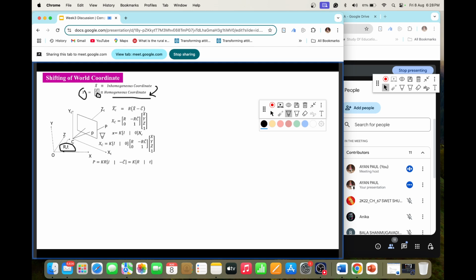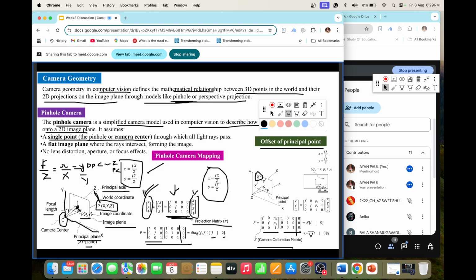Okay, so again shifting our focus to this. Now how our projection matrix will change, that is what we need to know. So now we have introduced this rotation and this translation to our previous projection matrix. Earlier our projection matrix was K into I 0. Okay, that is how we previously wrote it. So let me show you K I into 0.